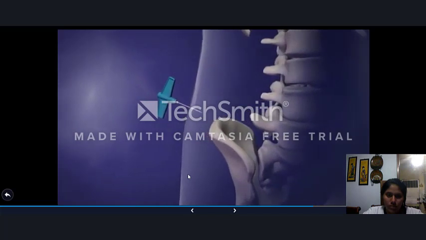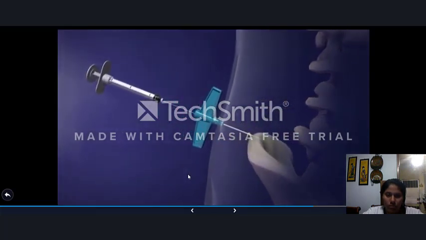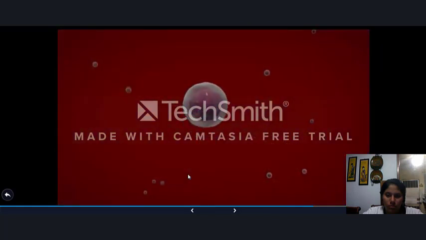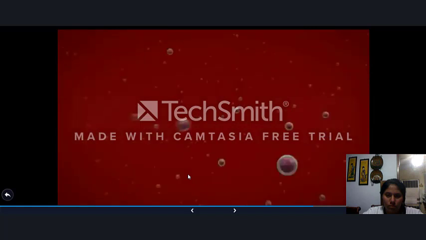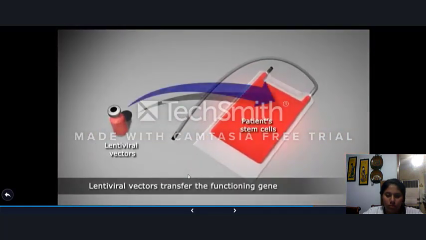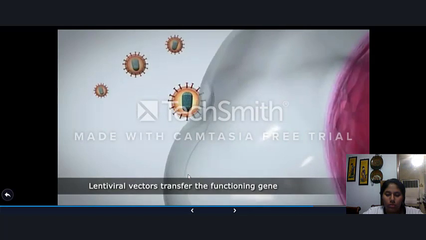The scientists will use the patient's own blood stem cells, which are collected from a bone marrow harvest procedure. In a lab, the blood stem cells are separated from the liquid bone marrow. Using the lentiviral vector, scientists will then insert the functioning copy of the hemoglobin gene into the DNA of the collected blood stem cells.